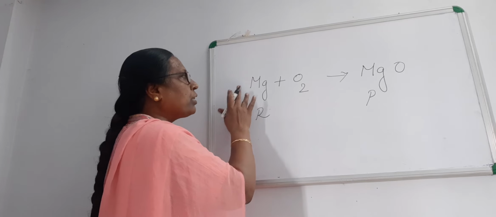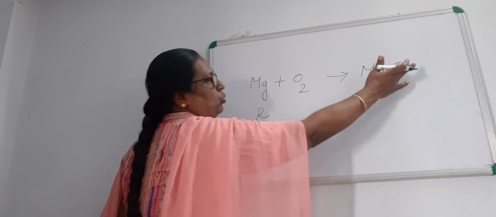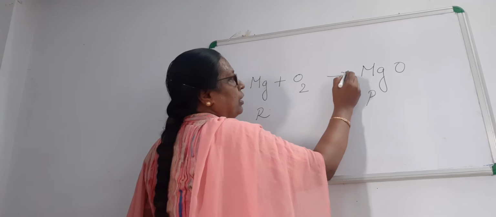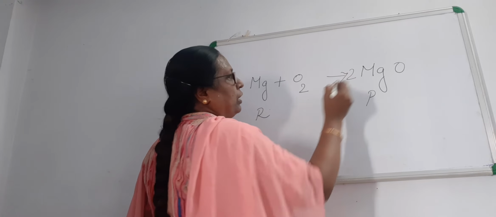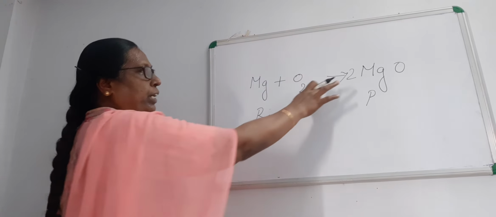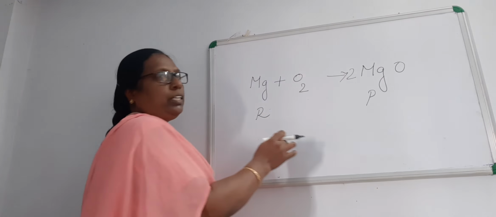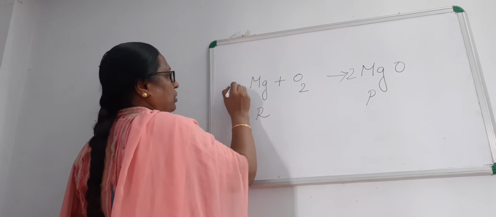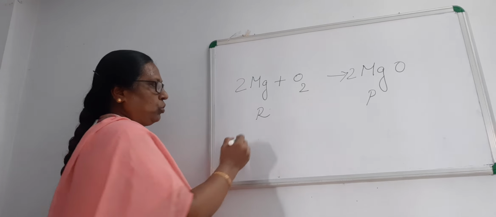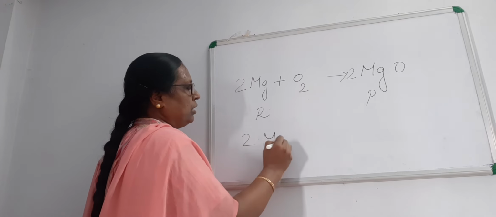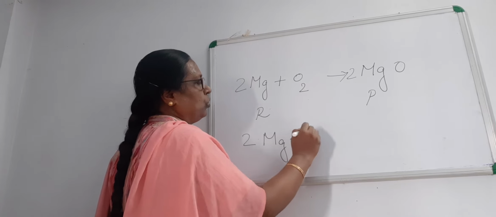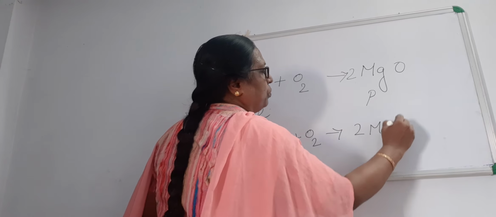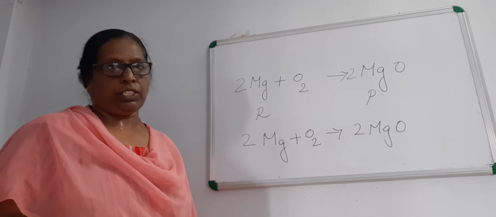So we have to make oxygen 2. You cannot write below that, always you can write it as before. So you can write MgO. When you are writing 2 to balance oxygen, you have got magnesium also 2. So you have to make the reactant side also 2. So the balanced equation is 2 Mg plus O2 gives 2 MgO. So this is the balanced equation.